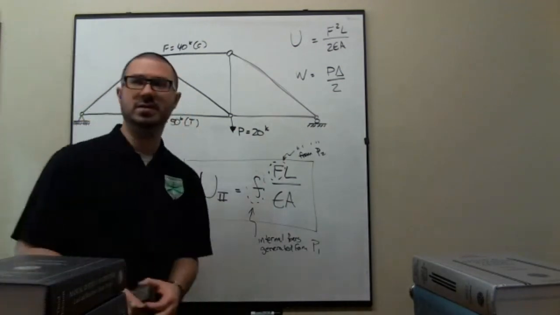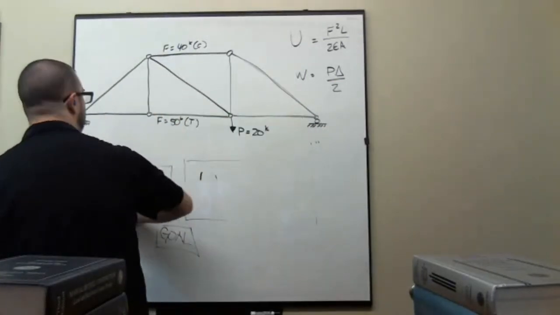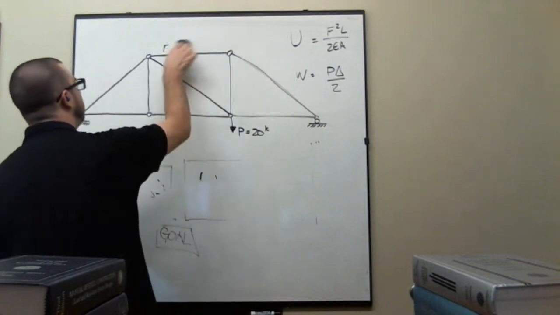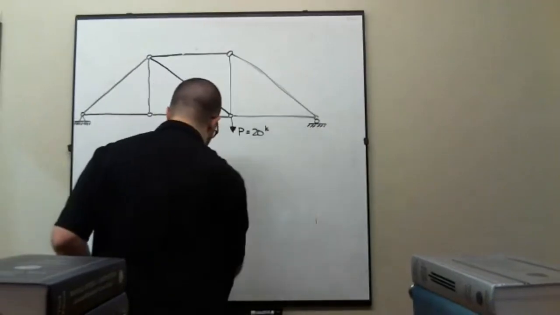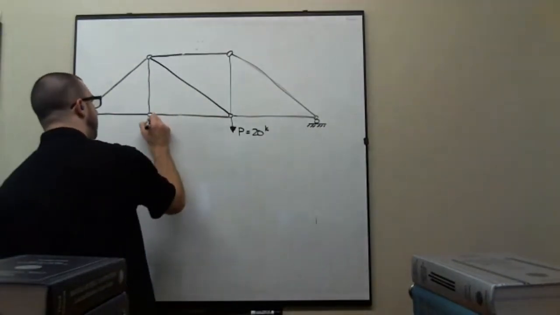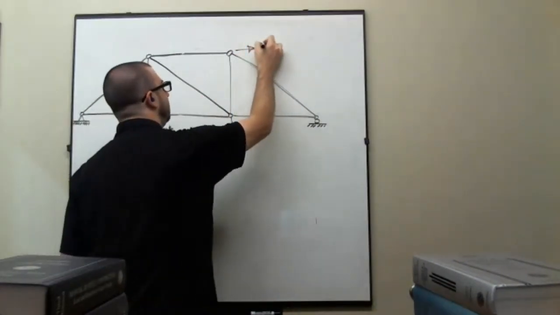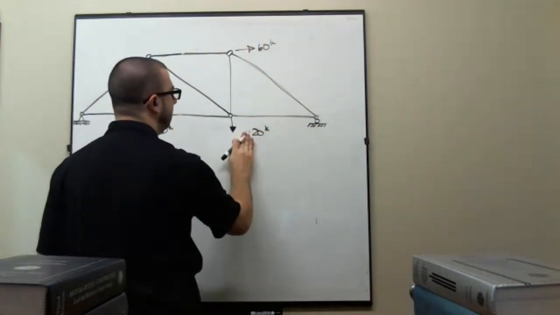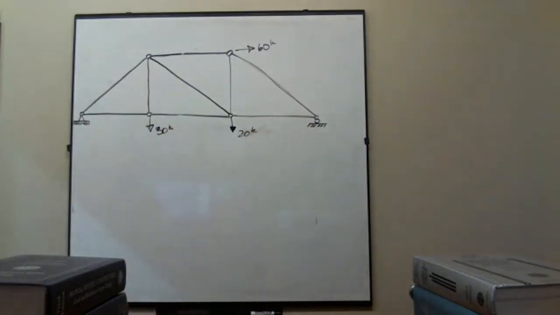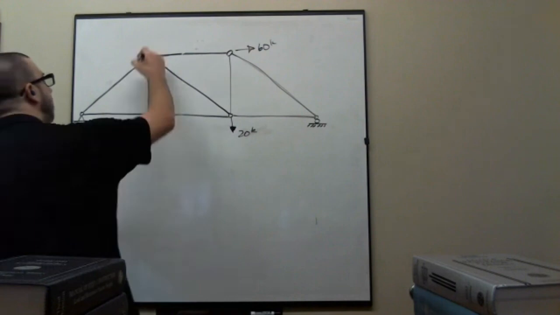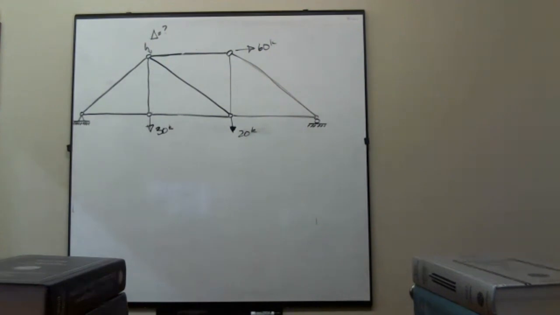So just to give you a peek into what's going to happen after exam one, here's what's going to happen. Let's say that you have a truss. It doesn't really matter what the truss looks like, and it doesn't matter if this is 30 kips, or if this is 60 kips. Let's say it's got these loads on it. And let's say I want to find right here, what's the deflection? I'm just making it up. It could be any point on the structure.